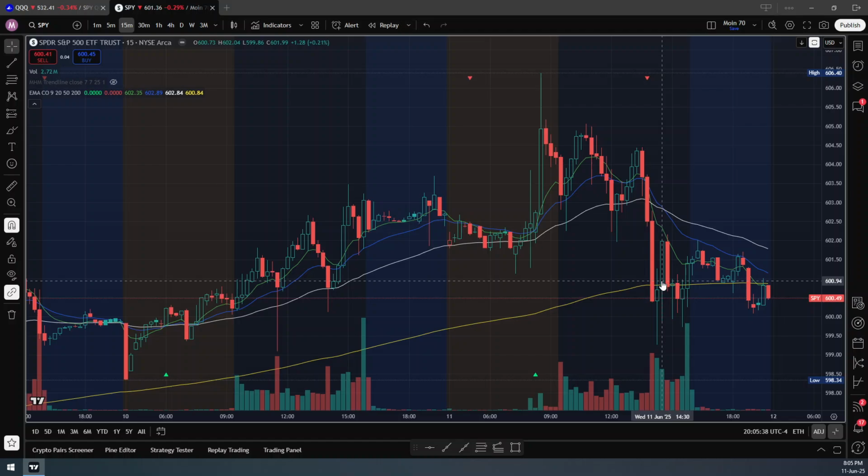Now, if you look here, we actually left a very nice fair value gap. And always remember, a fair value gap is a three candle thing. Okay, you have your candle one, candle two, candle three.